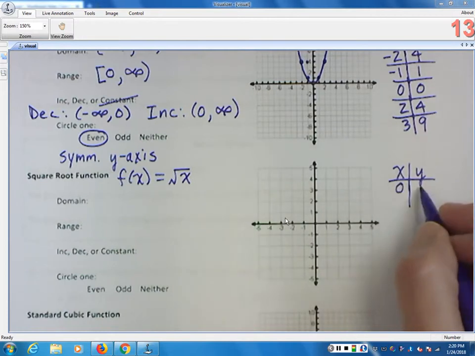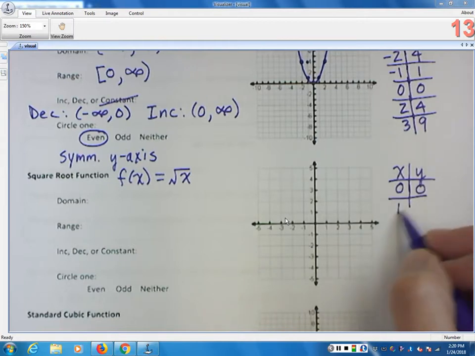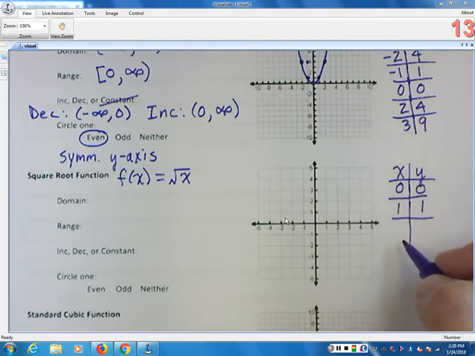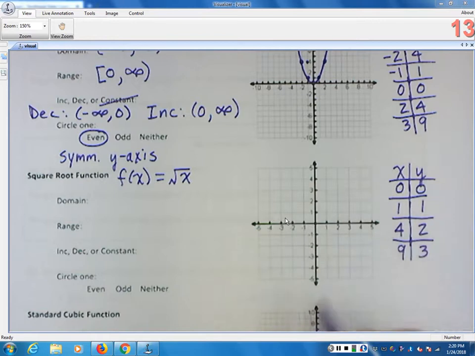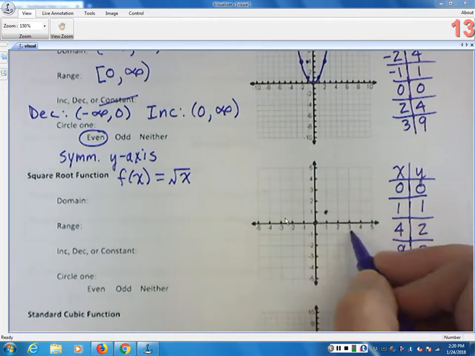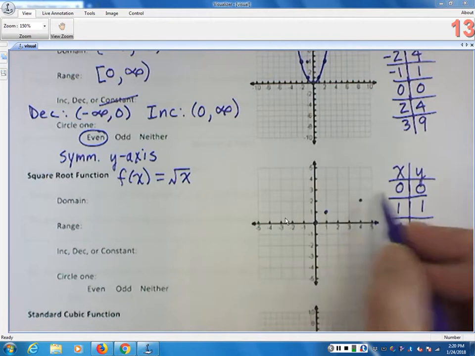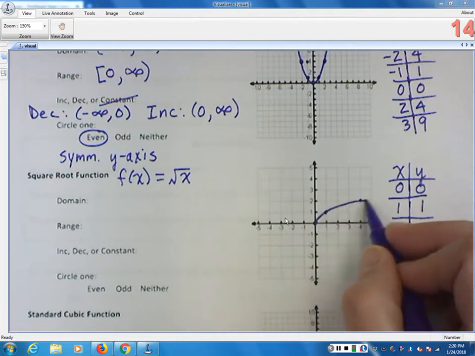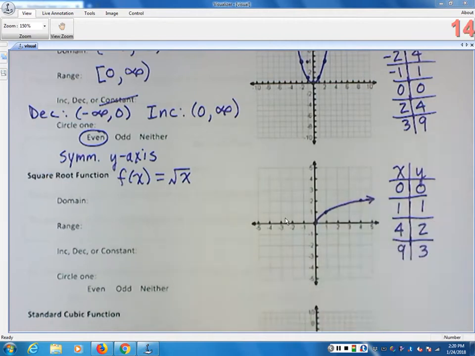Square root of 0 is 0. Square root of 1 is 1. And then we pick convenient values of x that have perfect square roots. So 4, square root of 4 is 2. We can't go any further than that. We could put 9 and 3, but it goes off this graph. So we got 0, 0, 1, 1, 4, 2, and that's all this graph shows. It's got an arrow there.